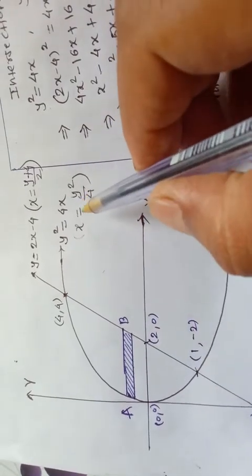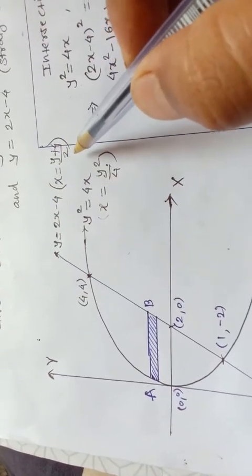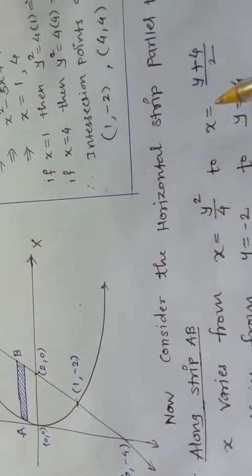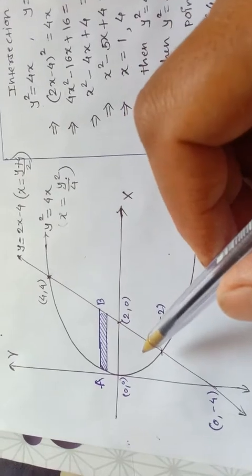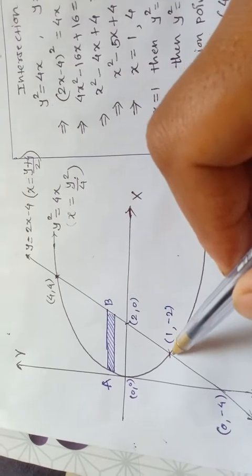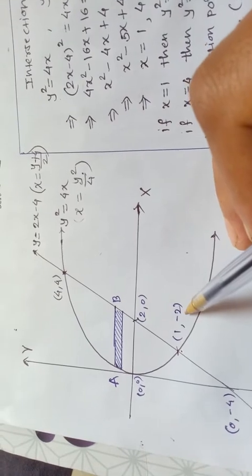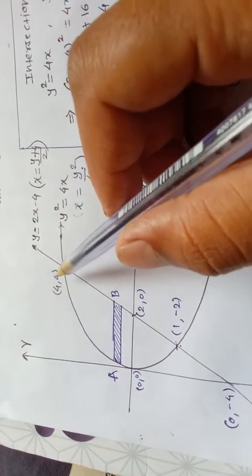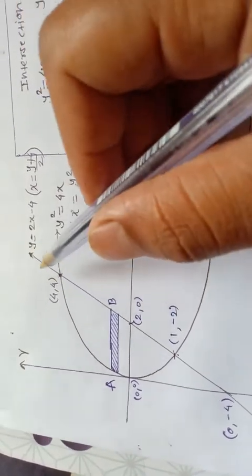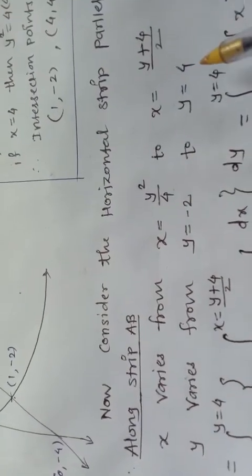Therefore x varies from x equals y square upon 4 to x equals y plus 4 upon 2, and that I mention here. Now we have to vary our y constantly, and we can observe this region is starting from this point and ending at this point, so the y coordinate of this point is -2 and the y coordinate of this point is 4. That means y varies from y equals -2 to y equals 4.